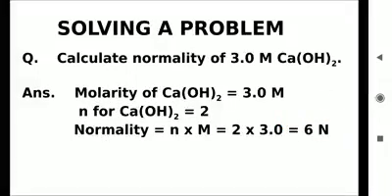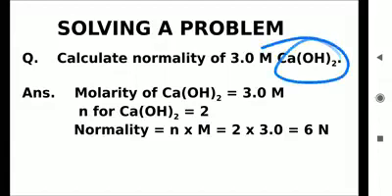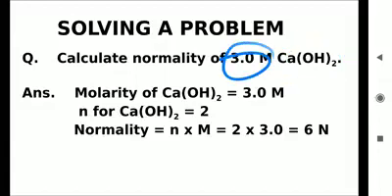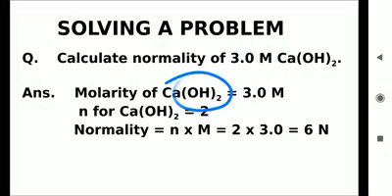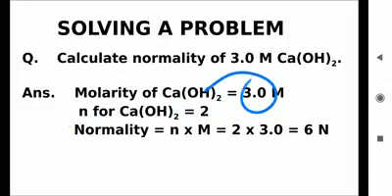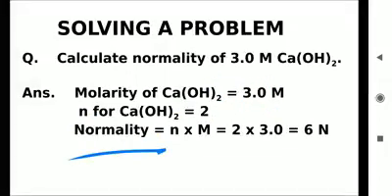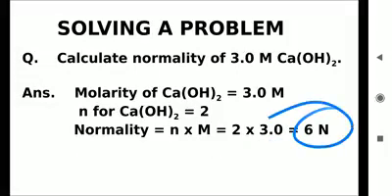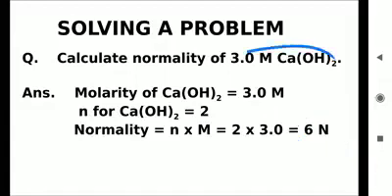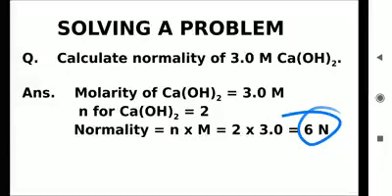Now another base: if calcium hydroxide is given and its molarity is given, how will you calculate the normality? Here you can see there are 2 replaceable hydroxide ions. It will release 2 hydroxide ions when dissolved in aqueous solution, and so its basic solution gives 2 hydroxide ions. Therefore the n value is 2. Molarity is 3. So normality can be easily calculated as n into M, that is 2 into 3, which will give 6 normal. So normality of 3M calcium hydroxide will be 6N.